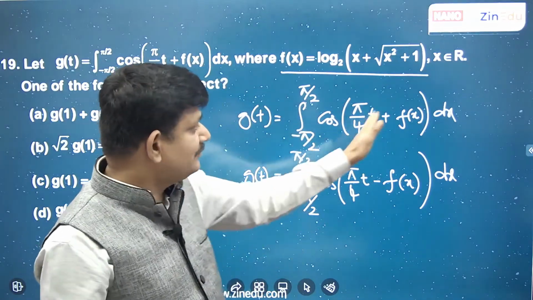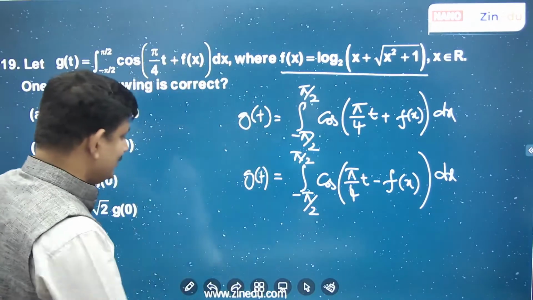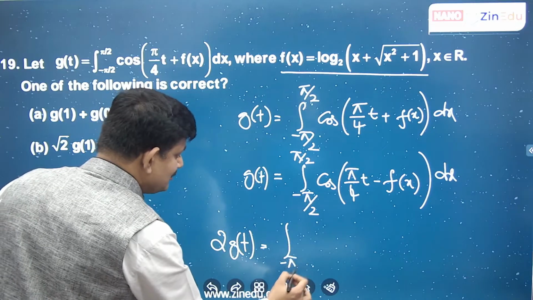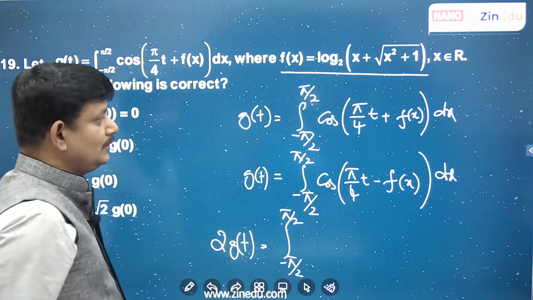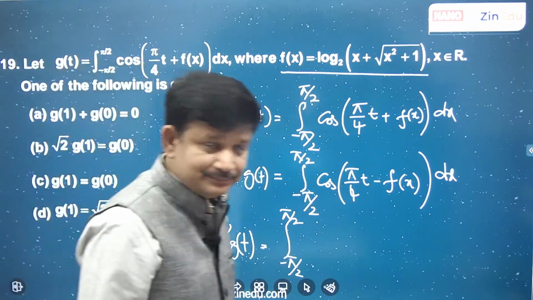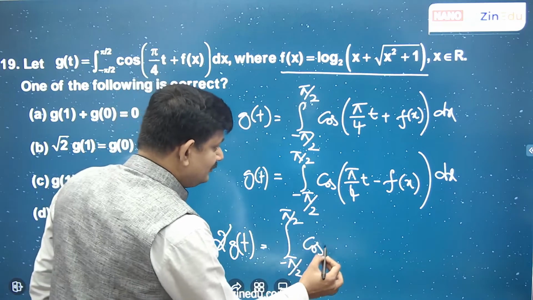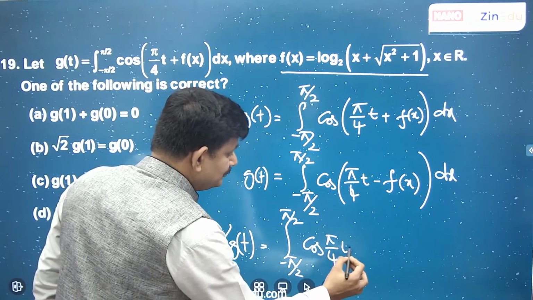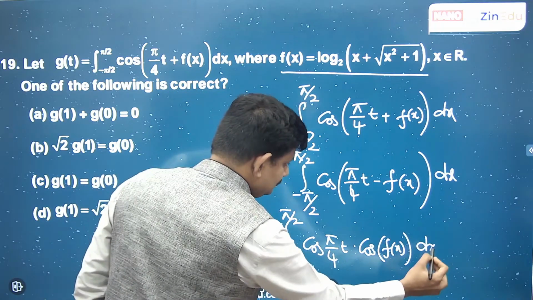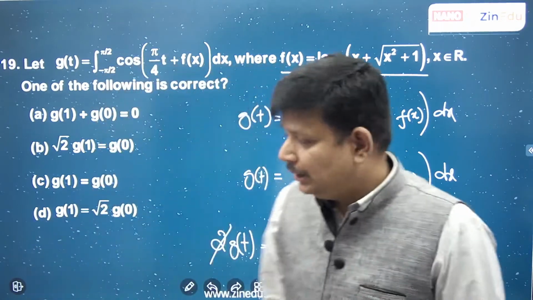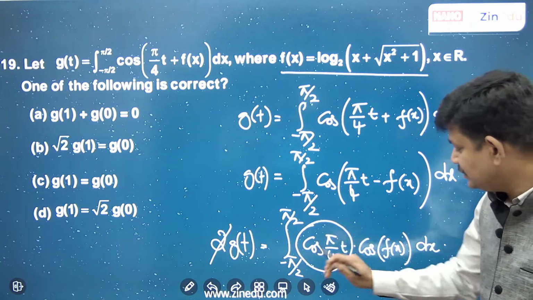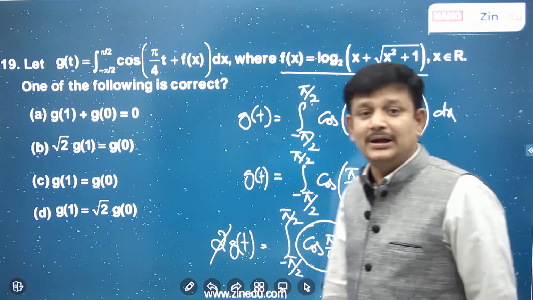Now what you can see, cos of a plus b, cos of a minus b, just add like we did in the previous question. 2g of t is equal to integral minus pi by 2 to pi by 2 cos a plus b plus cos a minus b. What will it be? 2 times 2 gets cancelled, cos a cos b, which is cos of pi by 4t into cos of f of x. Now this integral has got nothing to do with t. So this is a constant. You can bring it out of the integral.